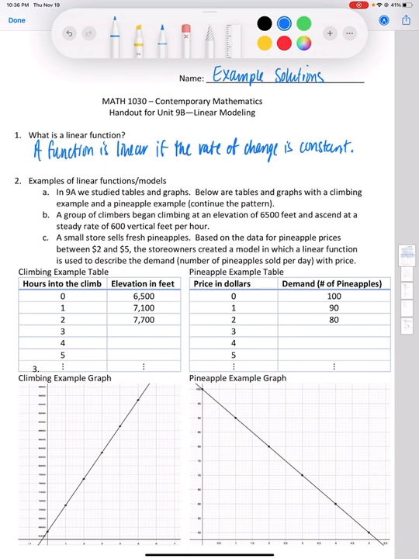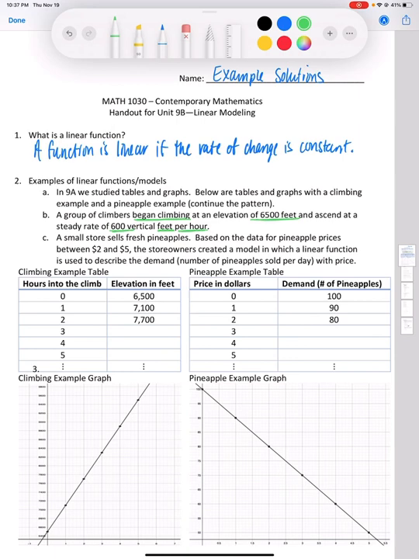All right, let's take a look at two models, two places where we can apply linear functions. In section 9A, we studied tables and graphs. Below are the tables and graphs of a climbing example and a pineapple example. 9B says, a group of climbers began climbing at an elevation of 6,500 feet. So this is where they began climbing, 6,500 feet, and they ascended at a steady rate of 600 vertical feet per hour. So 600 feet for every hour.